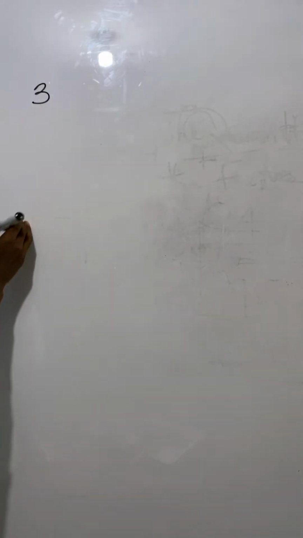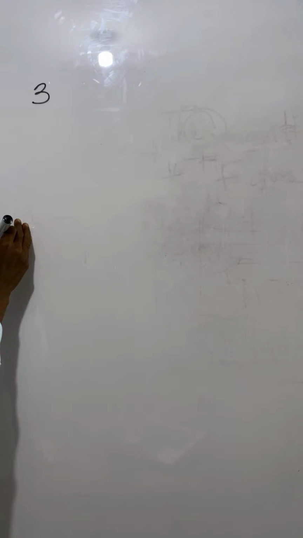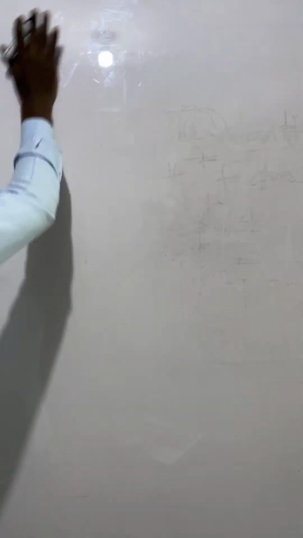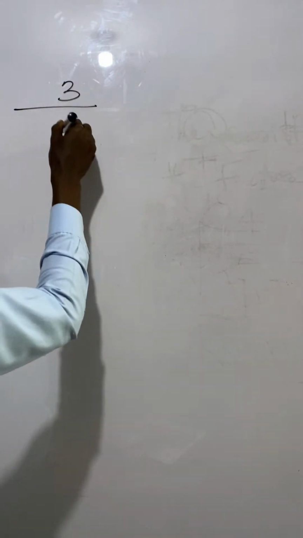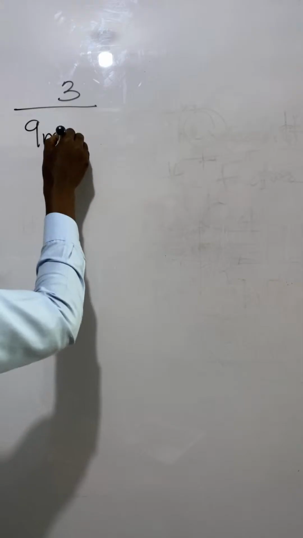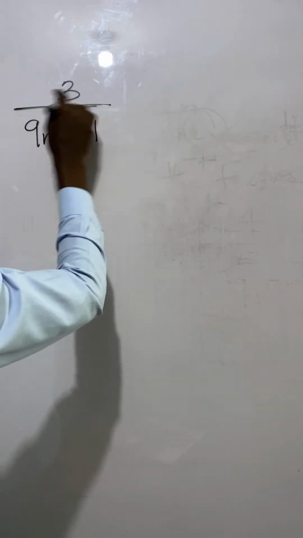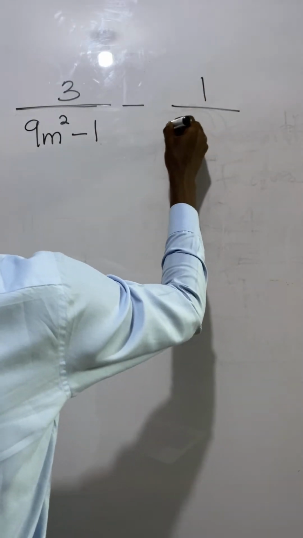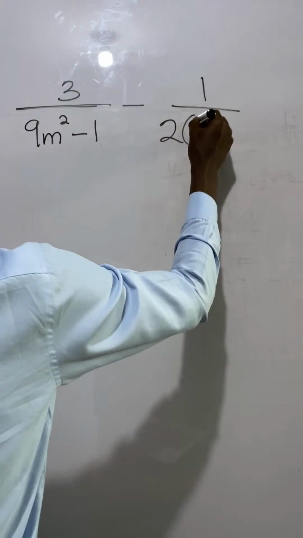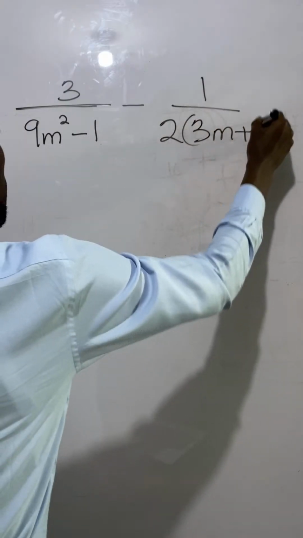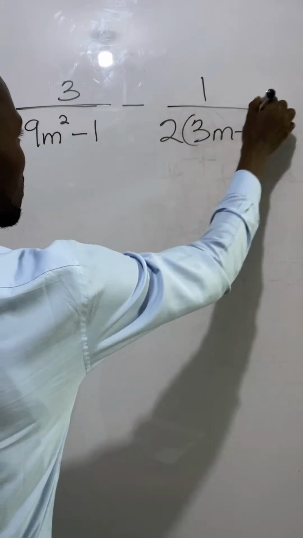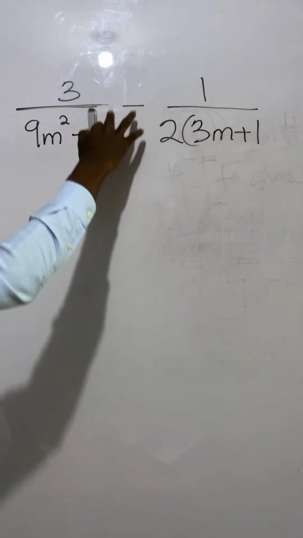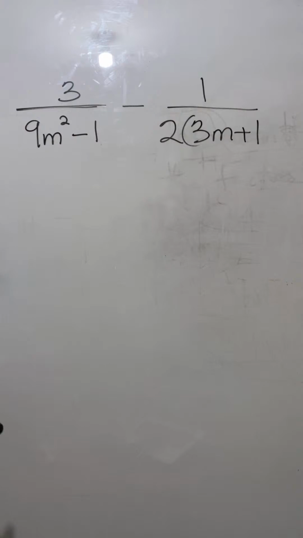So we have 3, hopefully that has been captured for us, over to this side. So we have 3 divided by 9m squared minus 1, minus 1, all divided by 2 into 3m plus 1. So how do you solve this question?